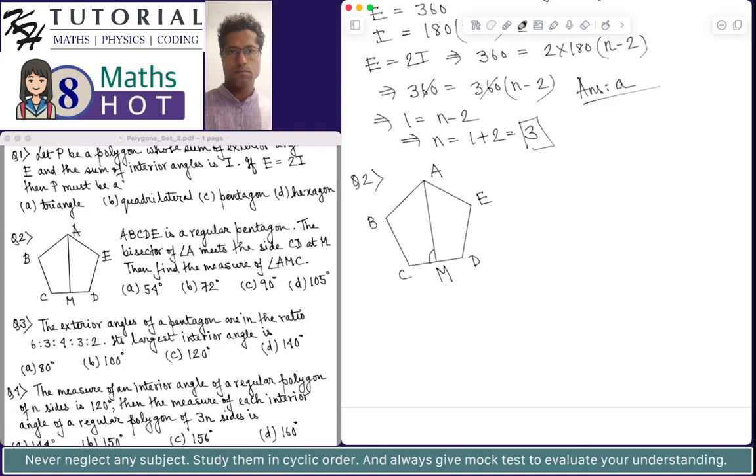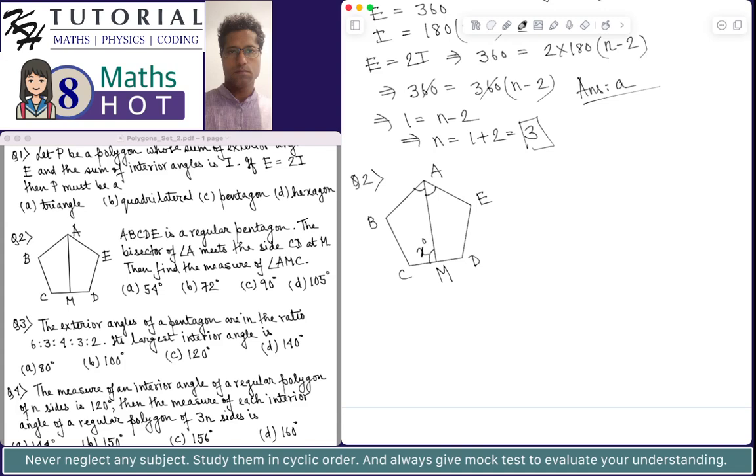Let's say this angle is x degree. Now we know that AM is bisecting the angle A of the polygon. That means this angle will be equal to this angle.